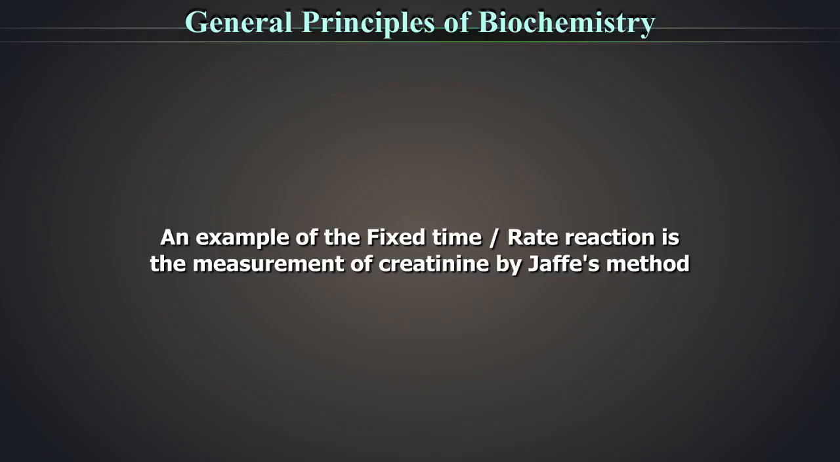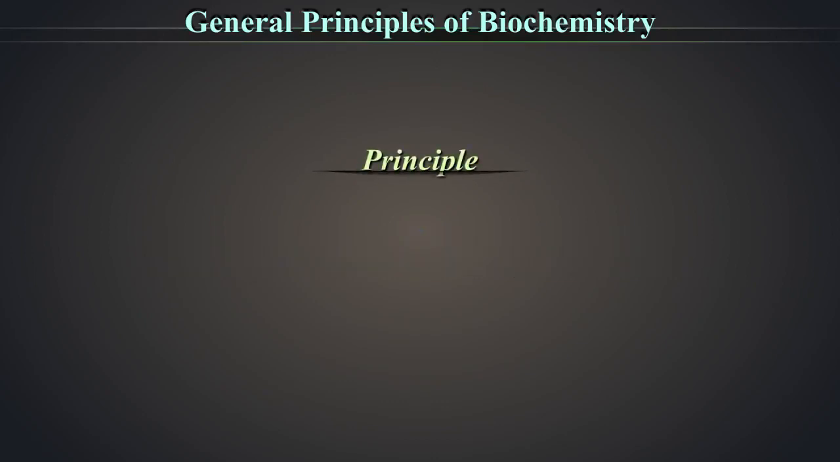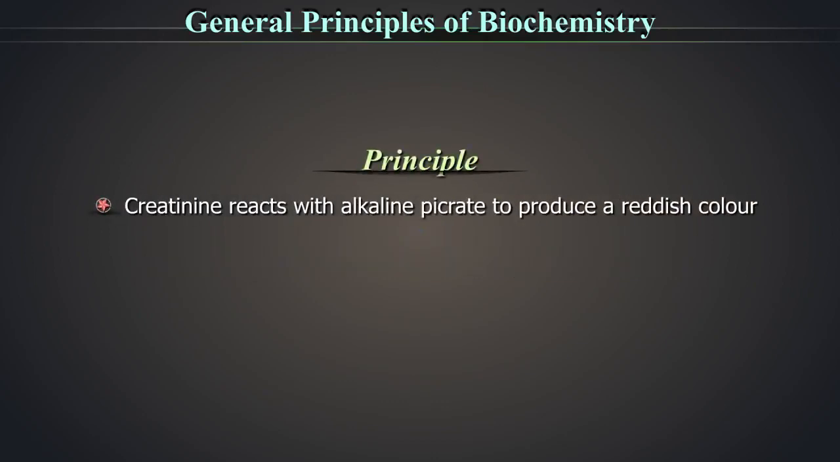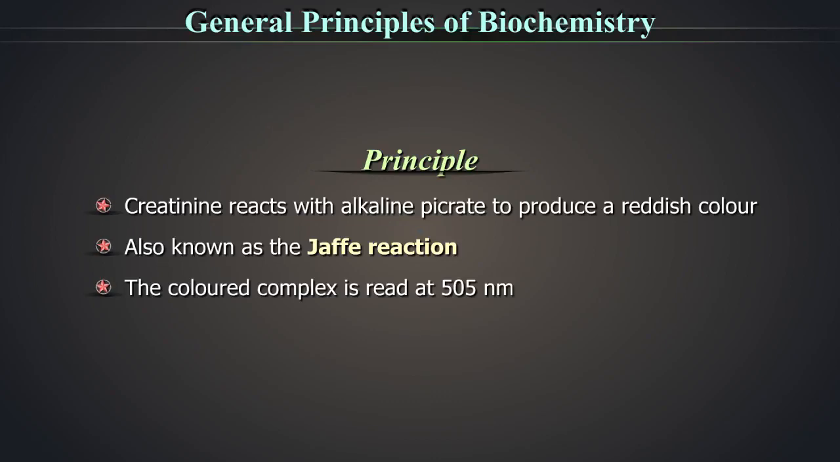An example of the fixed time or rate reaction is the measurement of creatinine by Jaffe's method. Principle: creatinine reacts with alkaline picrate to produce a reddish color. This is also known as the Jaffe reaction. The colored complex is read at 505 nanometers.